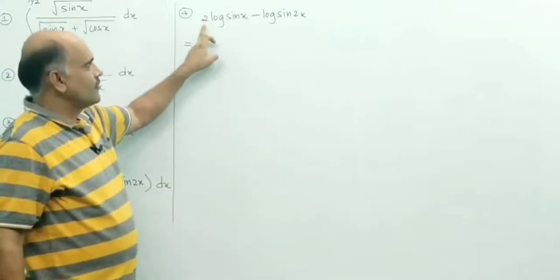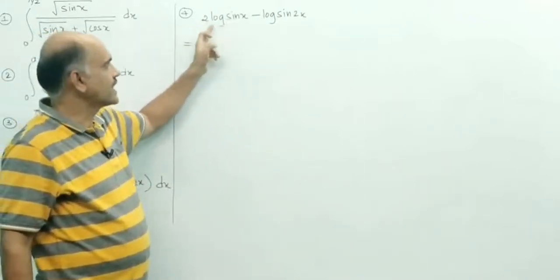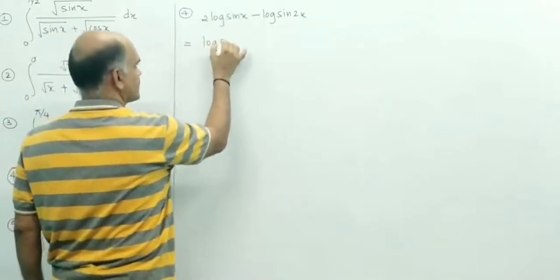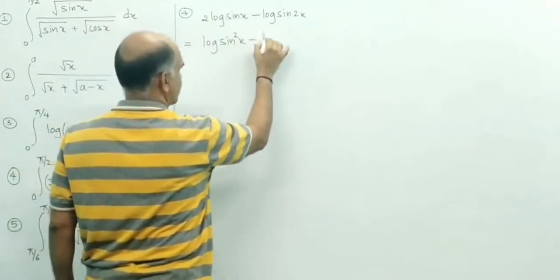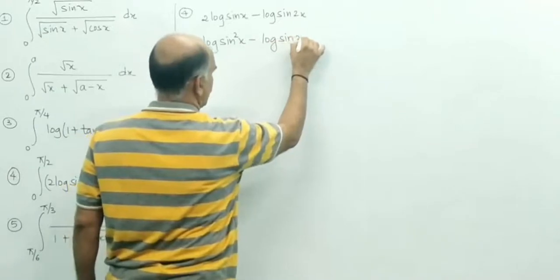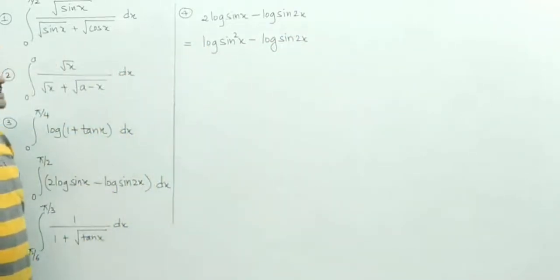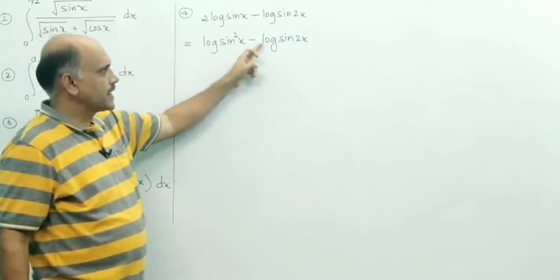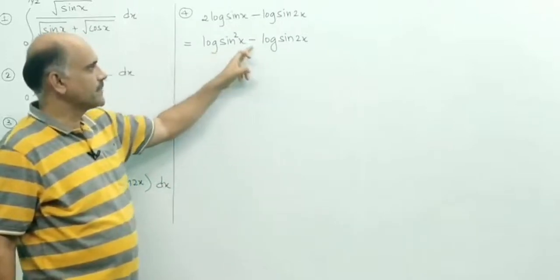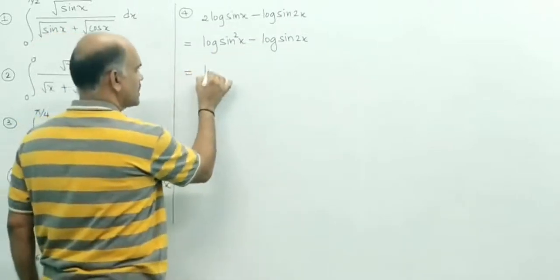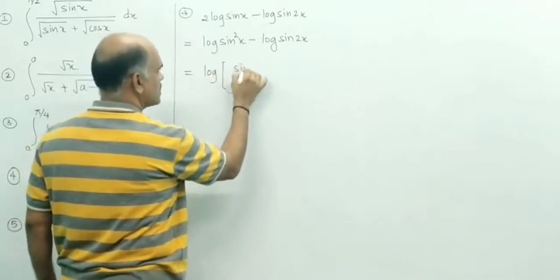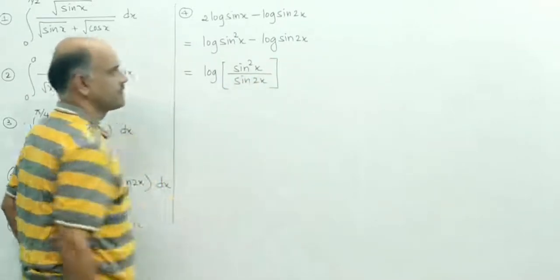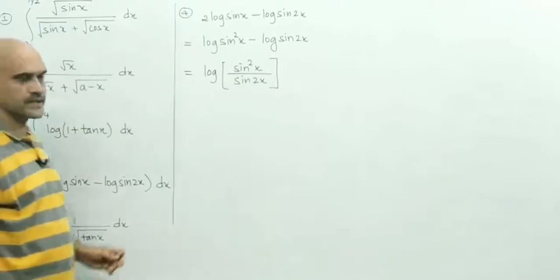Now this is in the form of n log m, so I can write it as log m raised to n, meaning the 2 I can take to the power. So this can be written as log of sin square x minus log of sin 2x. Now it is in the form of log m minus log n, which can be written as log m by n. So log of sin square x divided by sin 2x.